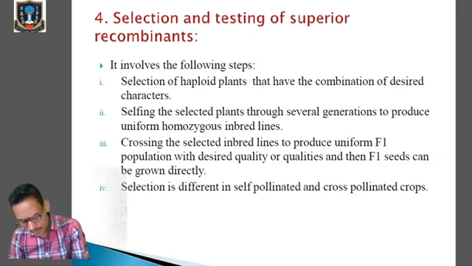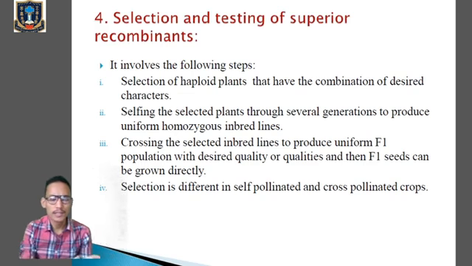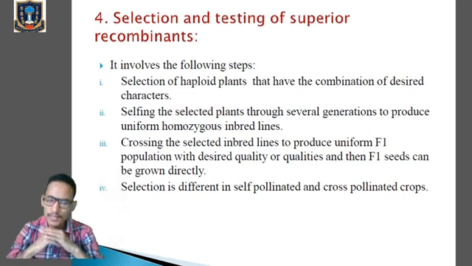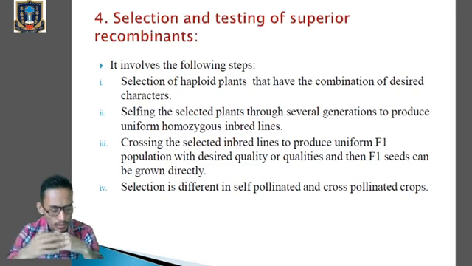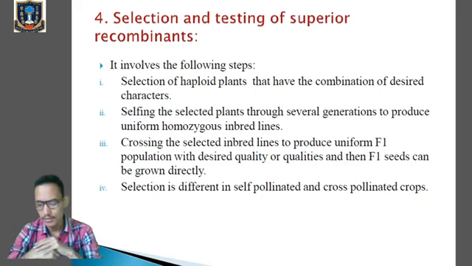Homozygosity in such varieties is maintained by self-pollination. So in order to maintain homozygosity, we have to go for self-pollination, and therefore all the plants in the pure lines will have the identical genotype. Clear?